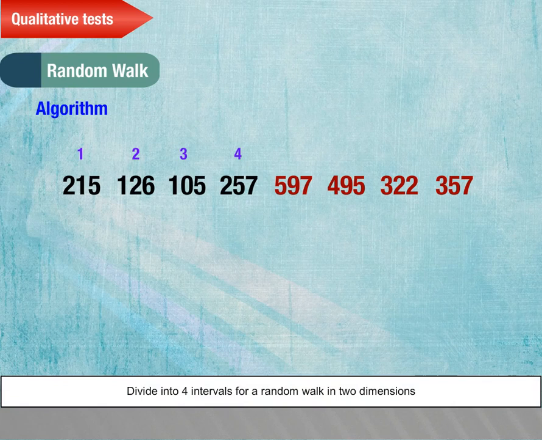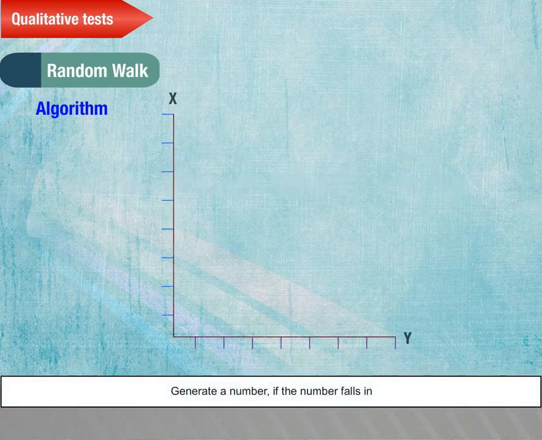Divide into 4 intervals for a random walk in 2 dimensions. Generate a number. If the number falls in the first interval, increment x. Second interval, increment y. Third interval, decrement x. Fourth interval, decrement y.